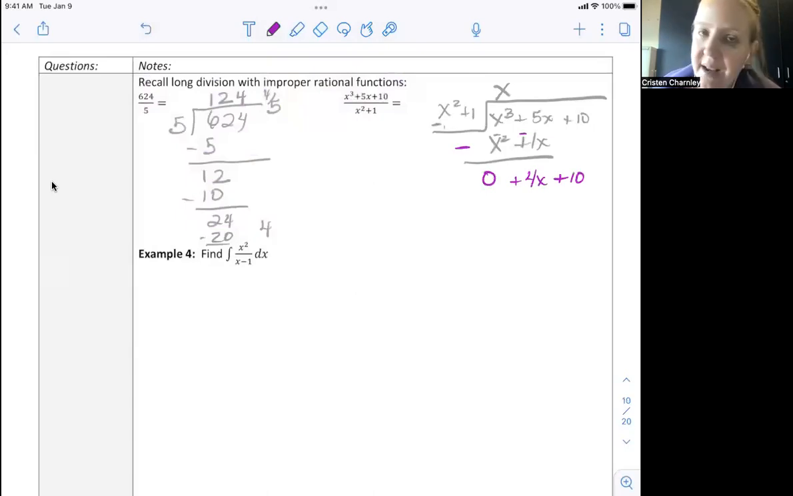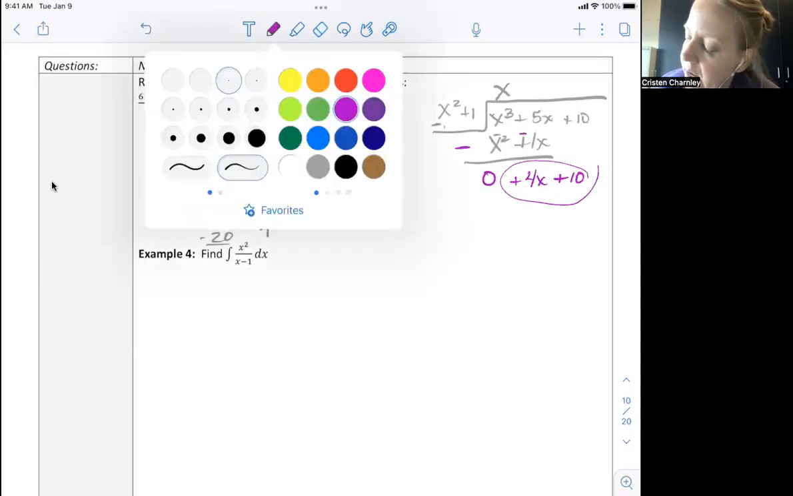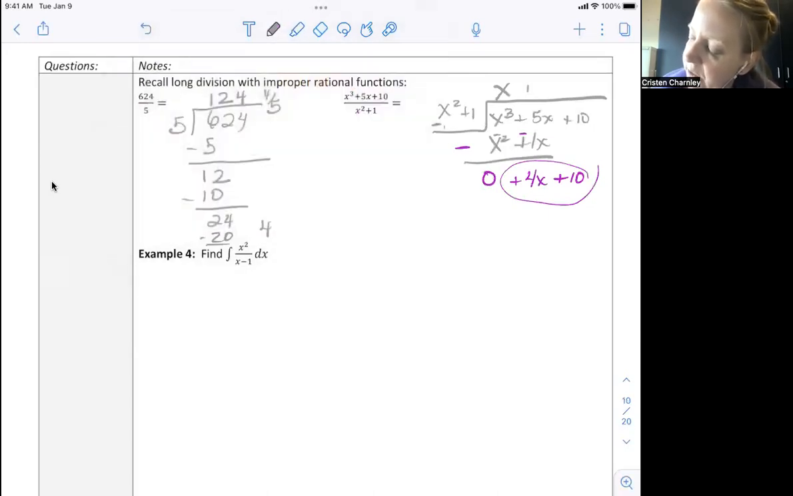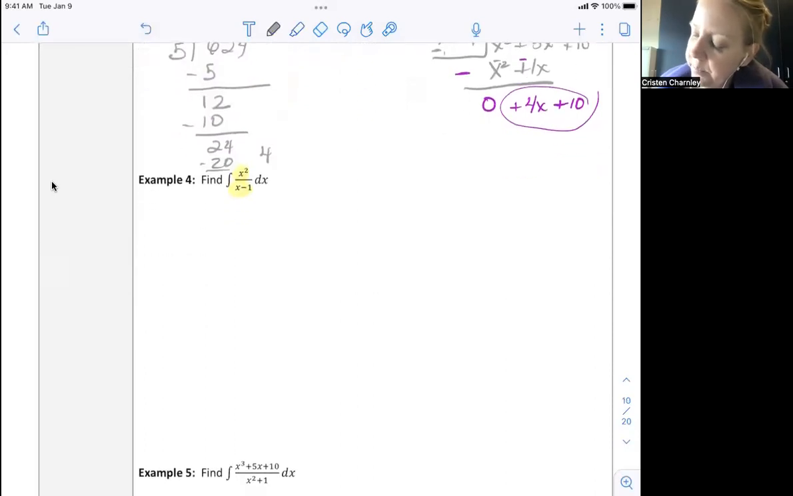So x squared into x, that's not going to work. The rest of this becomes a remainder. And this remainder is that fraction. So this is 4x plus 10 over x squared plus 1. Okay. So what does that mean for us with integrating? Well, if the power in the numerator is higher or equal to the power in the denominator, we can do some long division. So x minus 1 into x squared.